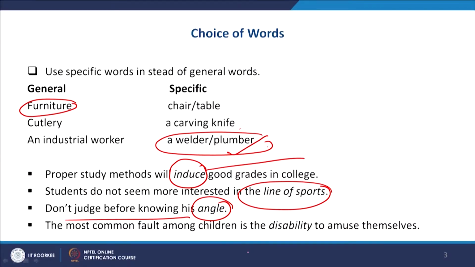Fine. So, likewise in the last sentence again, the most common fault among children is the disability to amuse themselves. The writer actually wanted to say the most common fault among children is the inability to amuse themselves. Rather, in place of inability, the writer has written disability. So, this is wrong use, my dear friends.